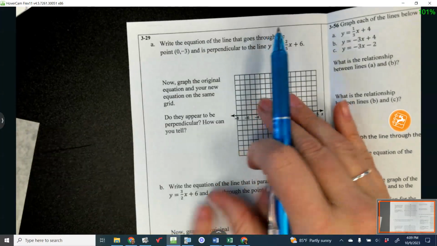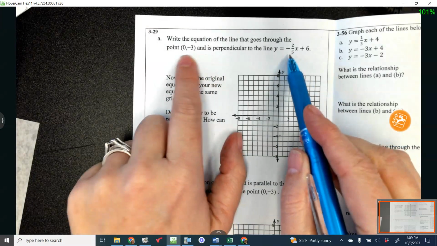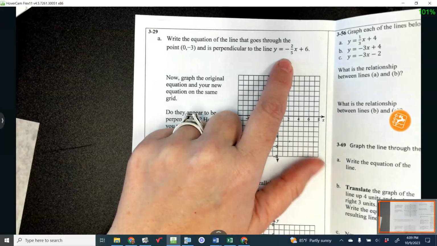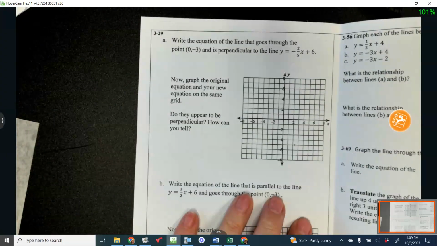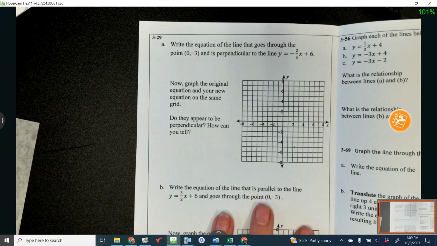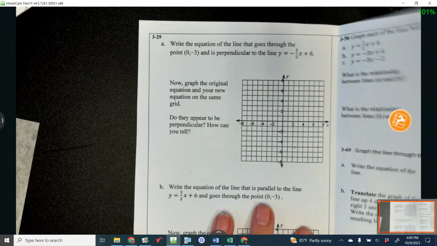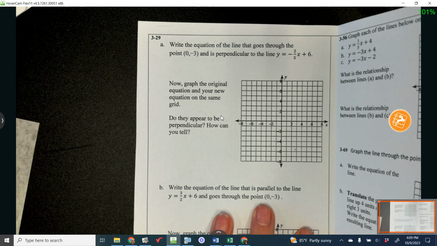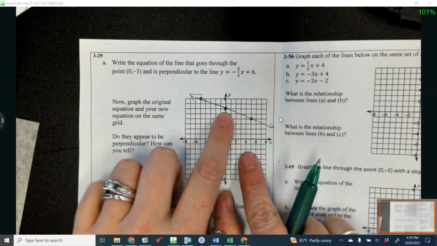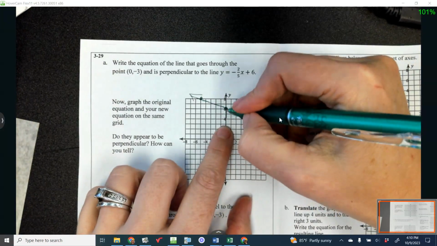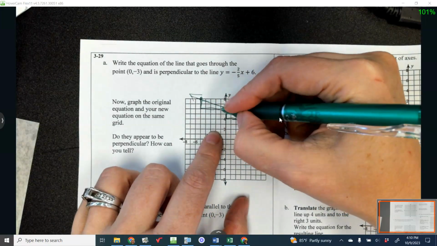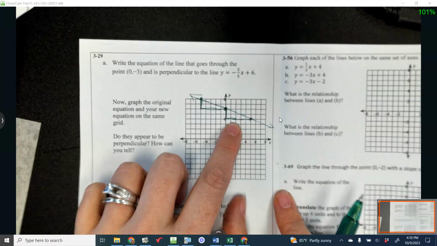Now, okay, not perfect. That's like: write the equation of the line that goes through this point and is perpendicular. First thing we're going to do is draw. So go ahead and try, pause the video for a minute, and then you try. Okay, so you should have paused your video. This is the line. Y-intercept of -2. And then drawing it.